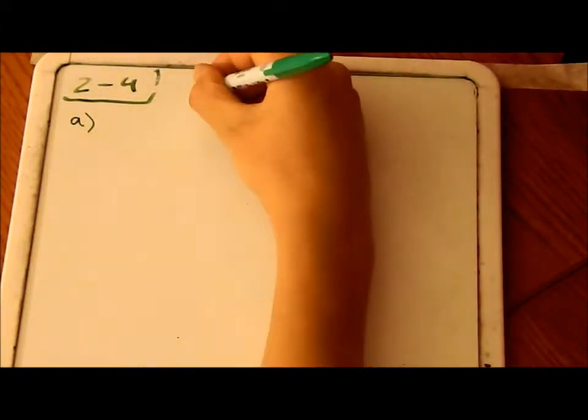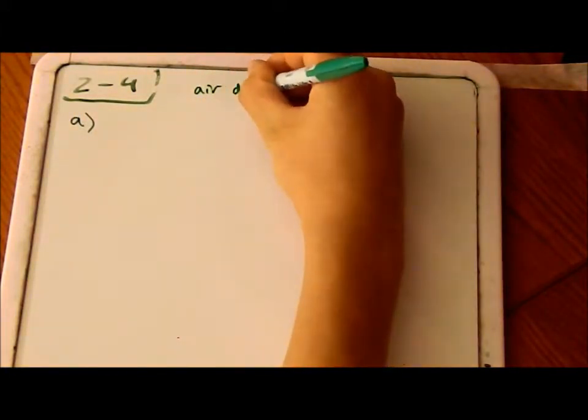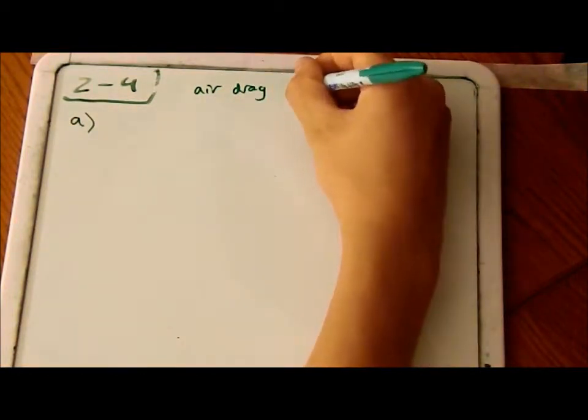Okay, problem 2-4. This problem has to do with freefall. A rubber ball is dropped off a cliff, and this time there's actually air drag. So the air drag has a magnitude of bv squared.